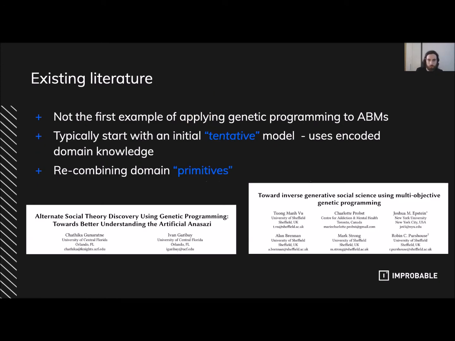So we're not the first people to apply genetic programming to agent-based models. These are two examples in the literature, but there are more. Typically these start with an initial tentative model, so there's some domain knowledge encoded in the model already, and you're mutating that, or recombining primitives from the domain. You already have to know something about the domain, or start with an initial model that you then improve automatically.